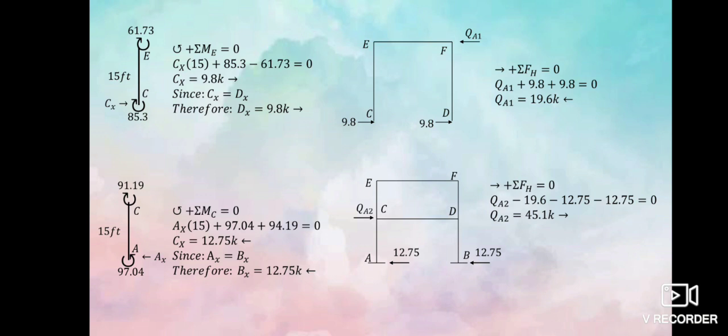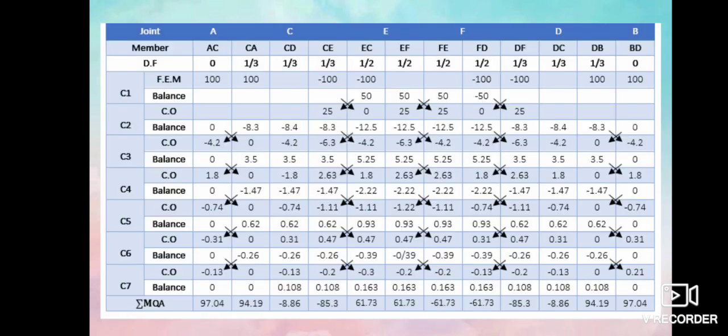And since Cx is equal to Dx, therefore Dx would also be equal to 9.8 K going to the right. And next is again the summation of C. All forces acting counterclockwise is positive, and the summation of moment C is equal to 0. So Ax times 15, that's the length, plus 97.04. In any case, you're wondering where we get that, we have the line of B, 97.04.